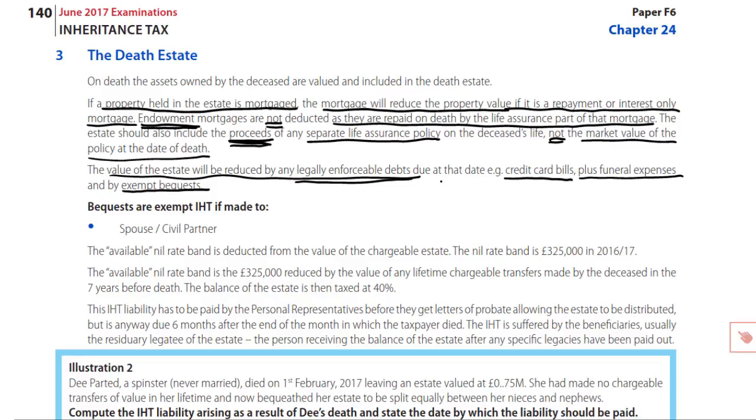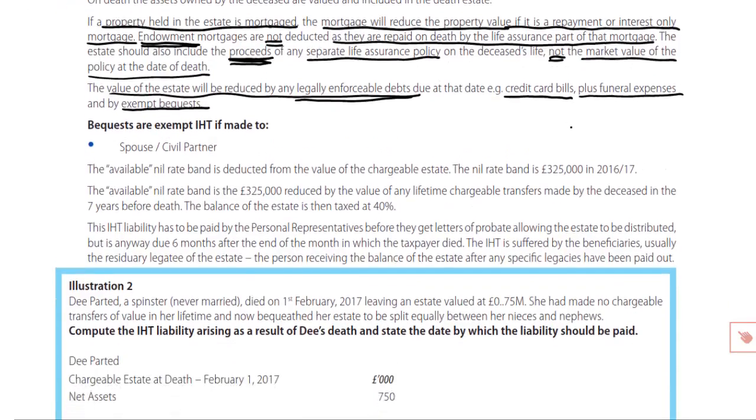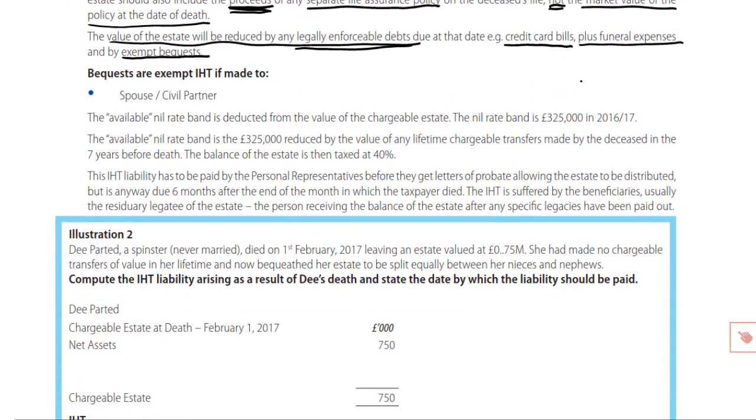But we do get to deduct exempt bequests, which are very simple so far as our syllabus is concerned, because that is simply what you have given to, or what you will be giving to, a spouse. And remember, whenever we talk about a spouse, in tax we also mean civil partner there.